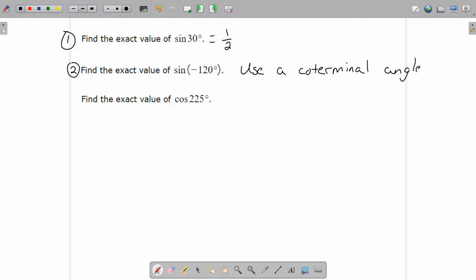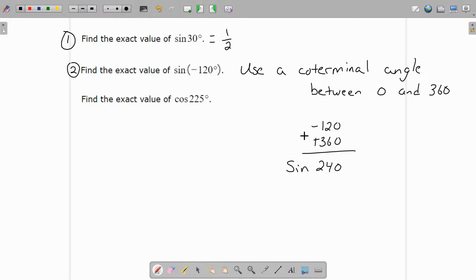And that chart only gives us between 0 and 360. Okay, so what I'm going to do for this one, I'm going to take negative 120. We can use a calculator, add 360. So we get 240. All right. So we're going to find sine of 240 because the coterminal angle, it's the same exact thing. We just went around in a circle.